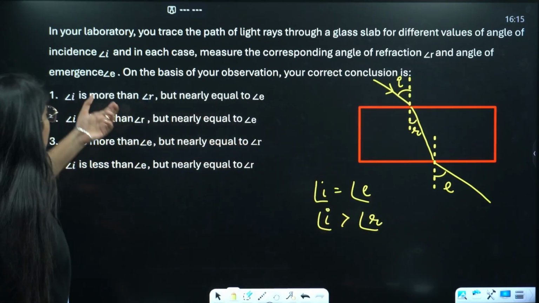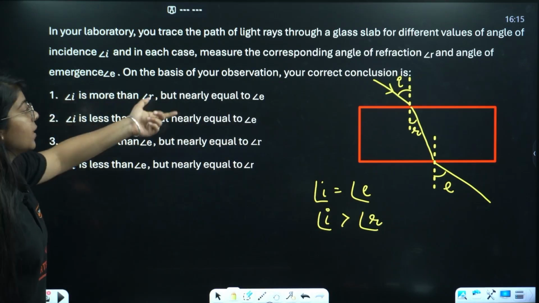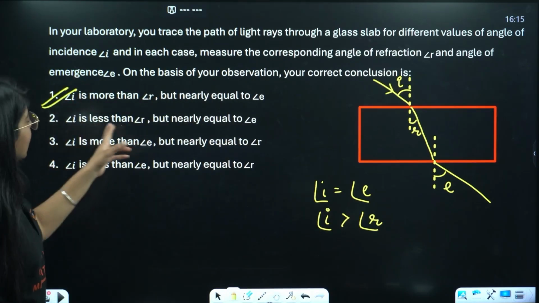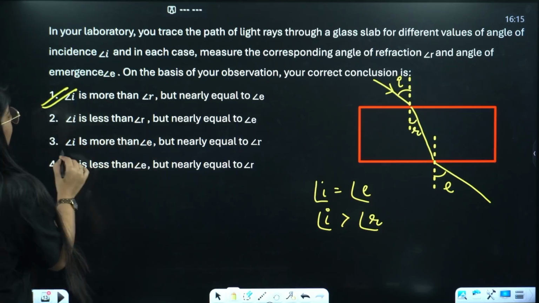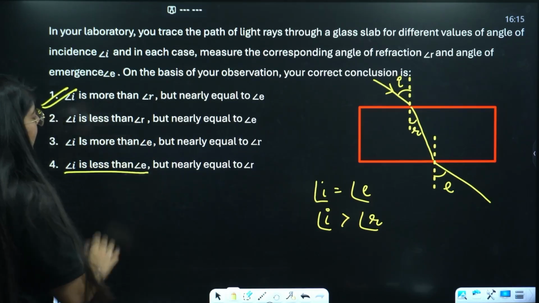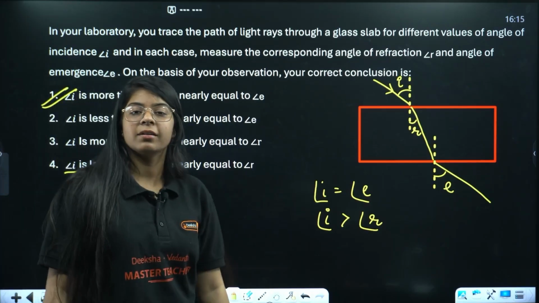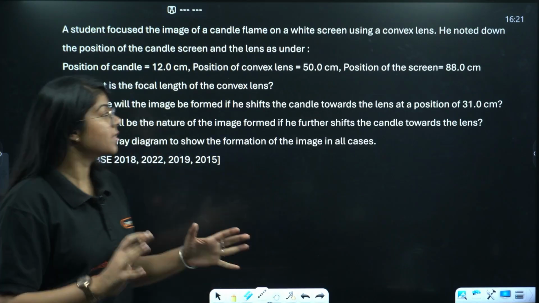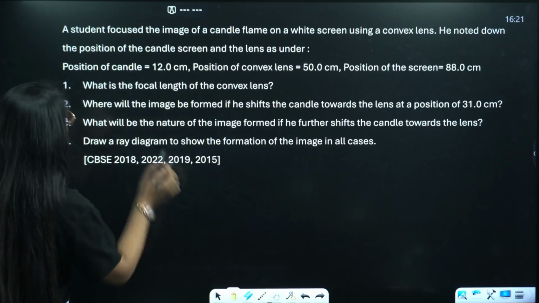Let's see the options. Angle I is more than angle R but nearly equal to angle E. First option is correct. Angle I less than angle R, not correct. Angle I is more than angle E, that is not correct. Angle I is less than angle E, again not correct. Okay. Now next question says, this is our 9th question I'm guessing.